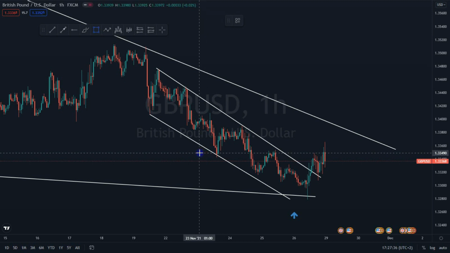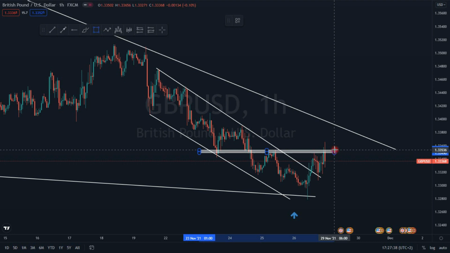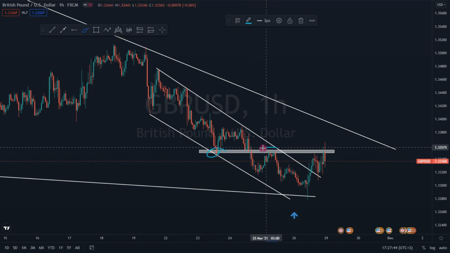There is this zone right here that I feel is very important, because you can see the market failed to break here and then broke and retested again here. So now currently the market has failed to break that area. So I'm going to wait to see if the market will break, and once the market breaks, that's when I'm going in.